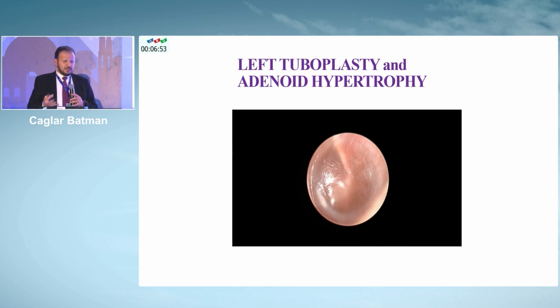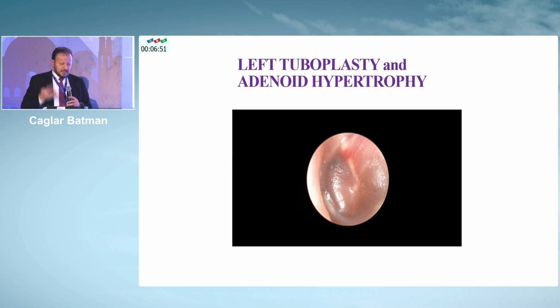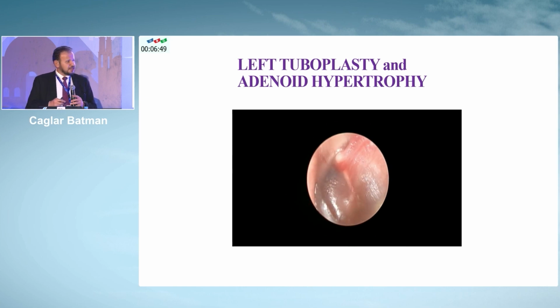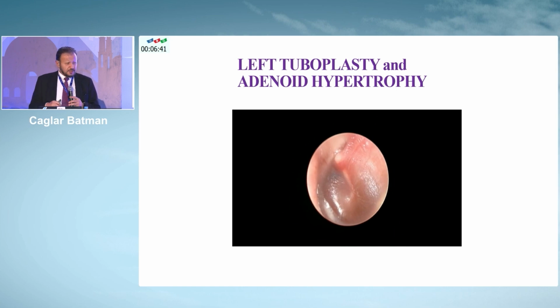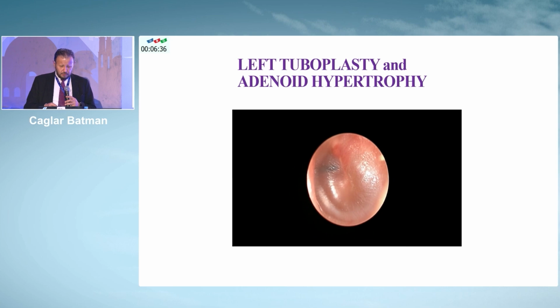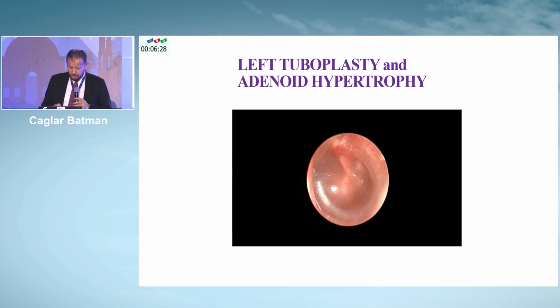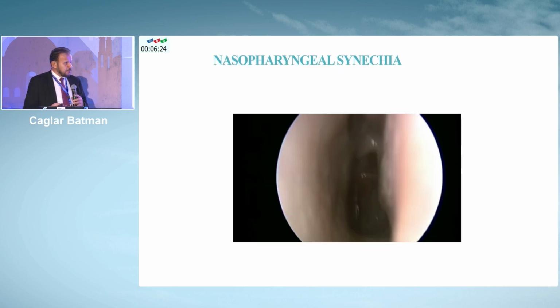Now we are inflating the balloon, and you see the tympanic membrane is getting inflated. So you see the inflation, and once we remove the tube, it goes back. You see the tip of the tube here, and it's very pathognomonic for a good Eustachian tube dilatation in children.